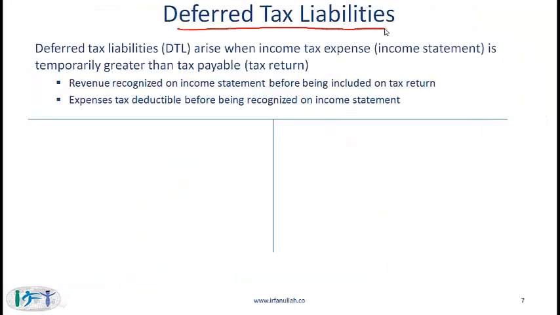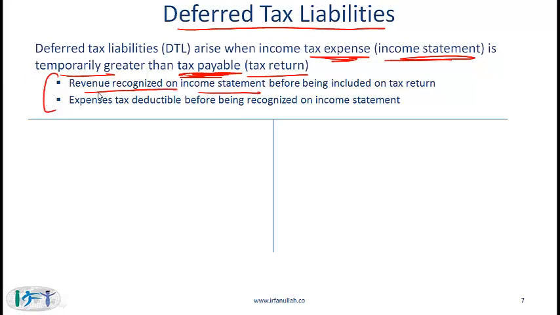Coming now to deferred tax liabilities, and this is extremely important. There is a high probability that you will be tested on how deferred tax liabilities are created. Deferred tax liabilities arise when income tax expense, which essentially is on the income statement, is temporarily greater than the tax payable, which is what we calculate on the tax return. There are several reasons why this might happen, but I will give you the two major ones.